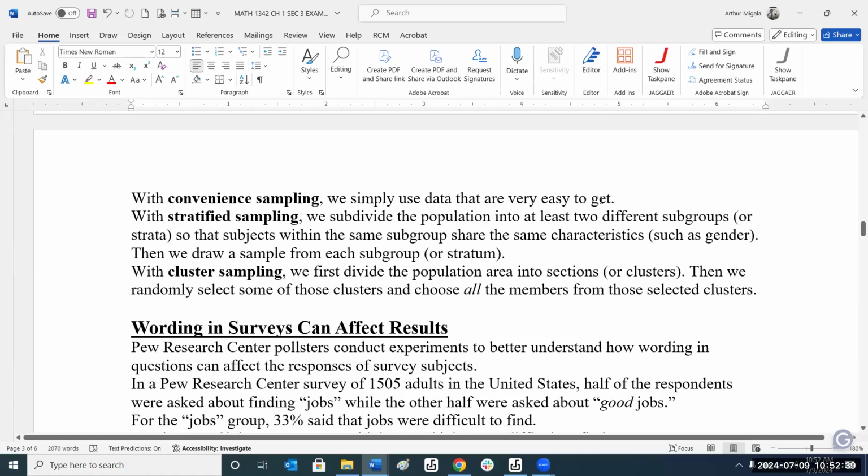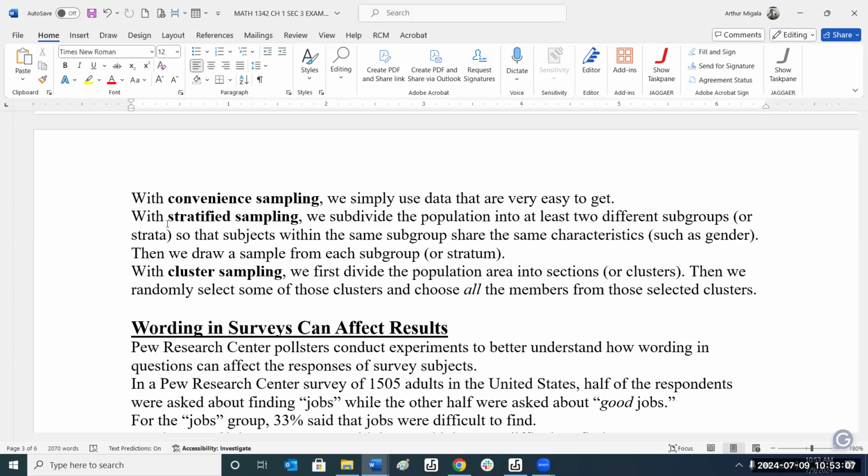Convenience sampling is when the data is very easy to get. That's lazy, but that's what we do. We get whatever is the easiest way I can get it, let's do it. Stratified sampling. What is a strata? Well, if you look at the clouds, a lot of times they're stratified, which means they're layered.